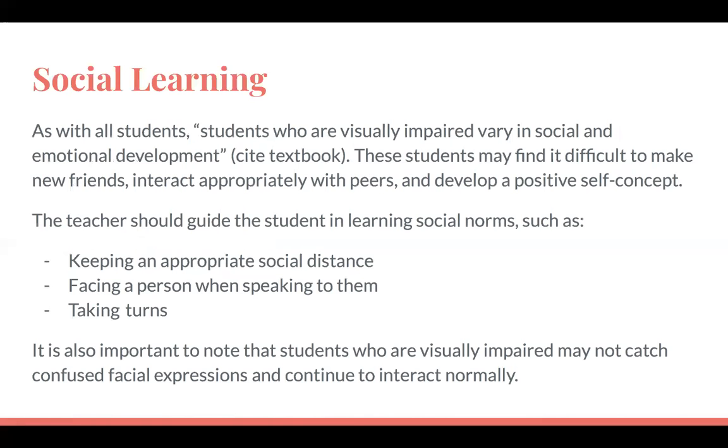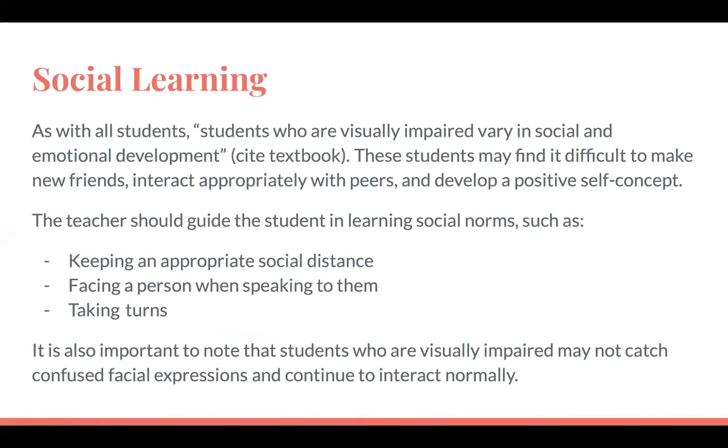As with all students, students who are visually impaired vary in social and emotional development. These students may find it difficult to make new friends, interact appropriately with peers, and develop a positive self-concept. The teacher should guide these students in learning social norms, such as keeping a proper social distance, facing a person when speaking to them, and taking turns. These are just some great examples of things, especially for our younger grades.